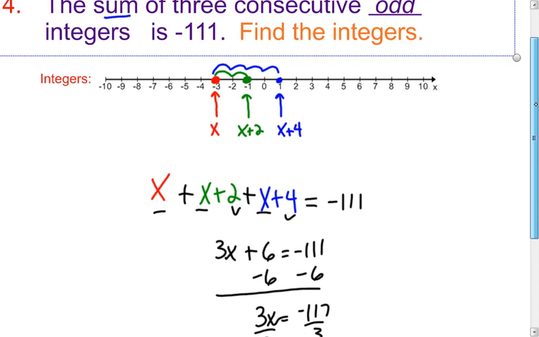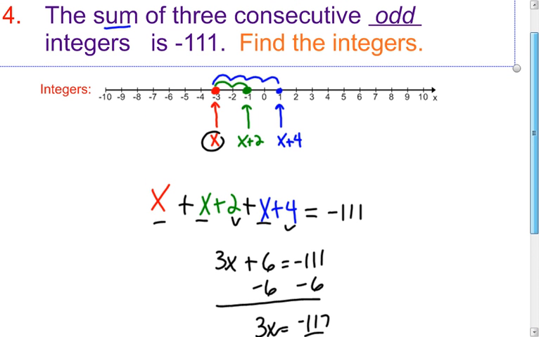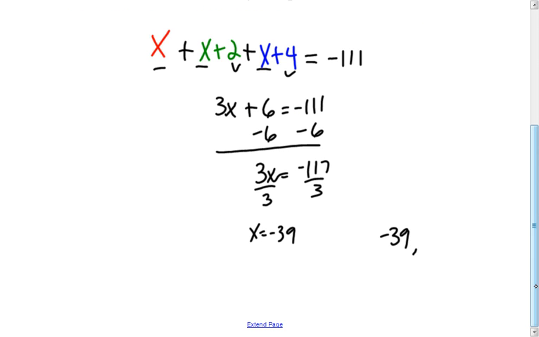All right, then I want to think about this. This number right here is -39. When I add 2 to -39, I'll get -37. When I add 4 to -39, I will get -35. So my answer would be -39, -37, and -35.